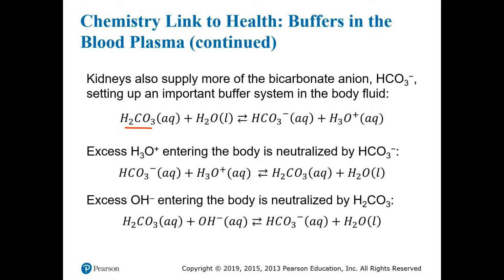The base component, HCO3-, or the bicarbonate ion, is also supplied by the kidneys, bringing the concentration closer into balance and forming a true buffer system between the two. In the blood, excess hydronium is neutralized by bicarbonate ions, and excess hydroxide is neutralized by carbonic acid. Together, these processes maintain a pH of approximately 7.4 in our blood.